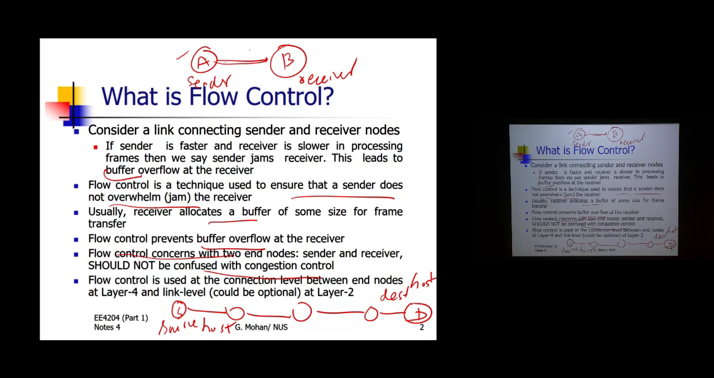So later in the tutorial, I'll give a better example to differentiate. At this stage, you should know that flow control is concerned with only two nodes, sender and receiver, not the intermediate nodes.